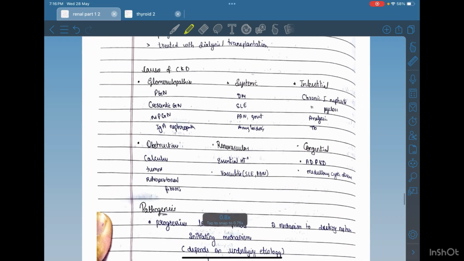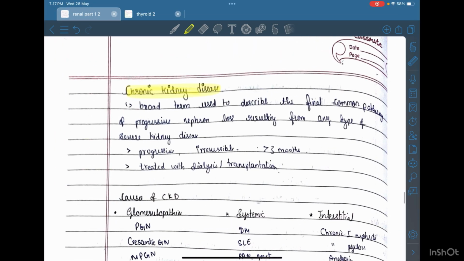CKD is very important. It's a broad term used to describe the final common pathway of a progressive nephron loss resulting from any type of severe kidney disease. So what they are telling is, it's a broad term which describes a final common pathway of progressive nephron loss resulting from any type of kidney disease.